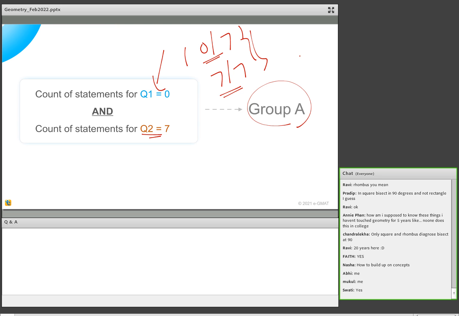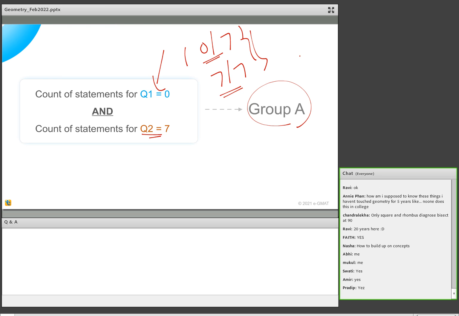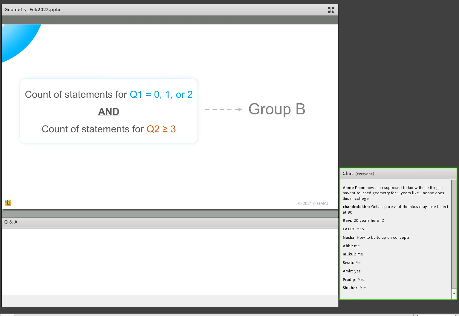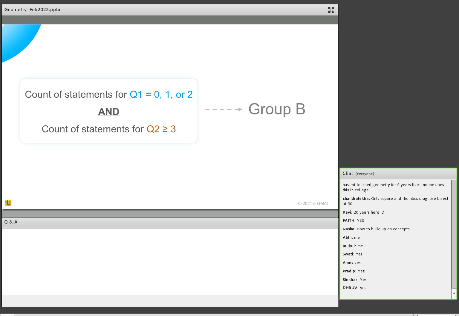Absolutely. So if you got everything right, you're group A. If you got some things right but not everything, you will be in group B. So 0 out of 7 and absolutely 7 out of 7 is group A. But if you are that person who got either 0 correct, 0 to 7 or 1 to 7 or 2, or in other words, maximum 2 mistakes in the first set and anything greater than or equal to 3 in the second set.